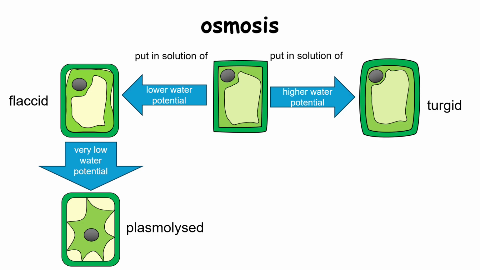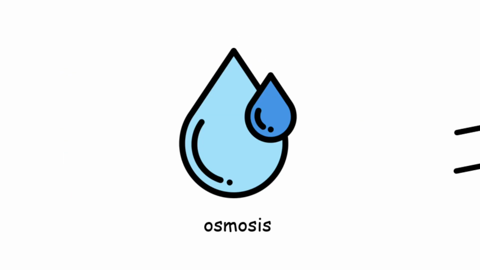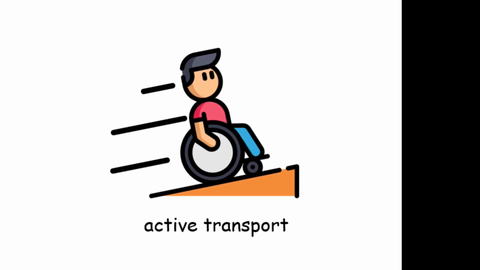Note that when there is a change in the mass or length of a plant sample, it is always due to the movement of water molecules, and so you must always use the water potential gradient as a comparison rather than the concentration gradient. Sometimes, cells need to move molecules against a concentration gradient, and this requires active transport.